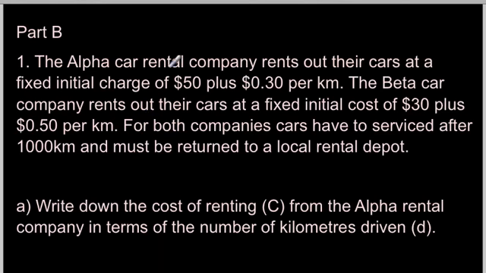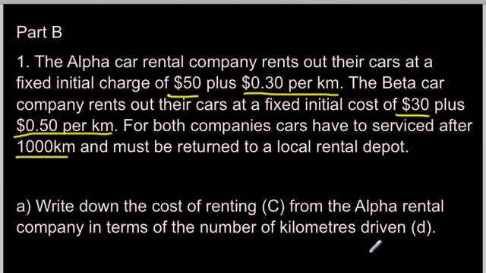The Alpha car rental company rents out their cars at a fixed initial rate of 50 plus 30 cents per kilometer. The Beta company rents out their cars at a fixed cost of 30 plus 50 cents per kilometer. For both companies, cars have to be serviced after 1,000 kilometers and must be returned to a local rental depot. All right, so let's start this.